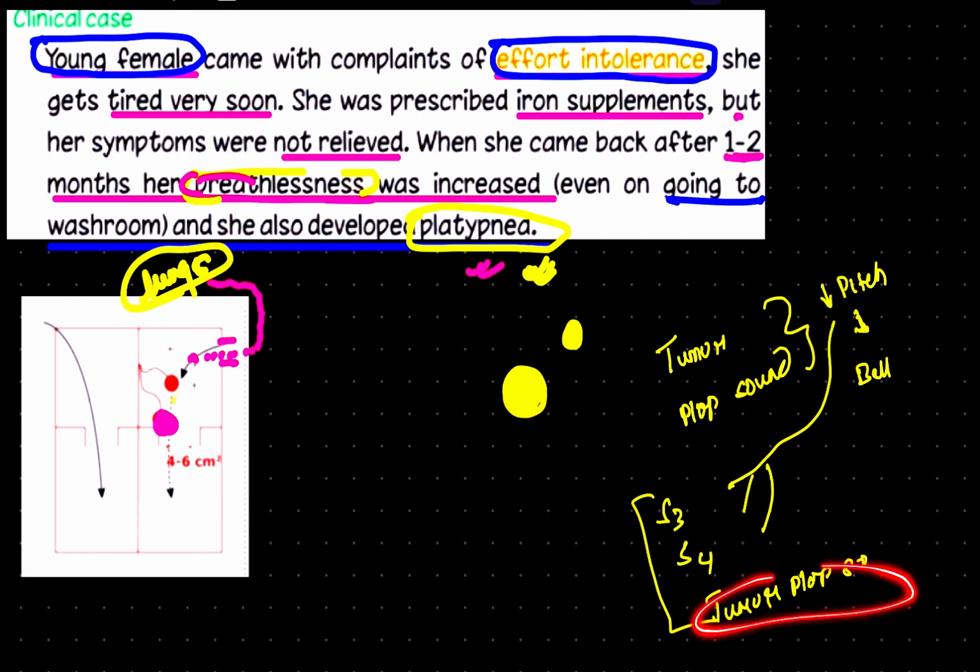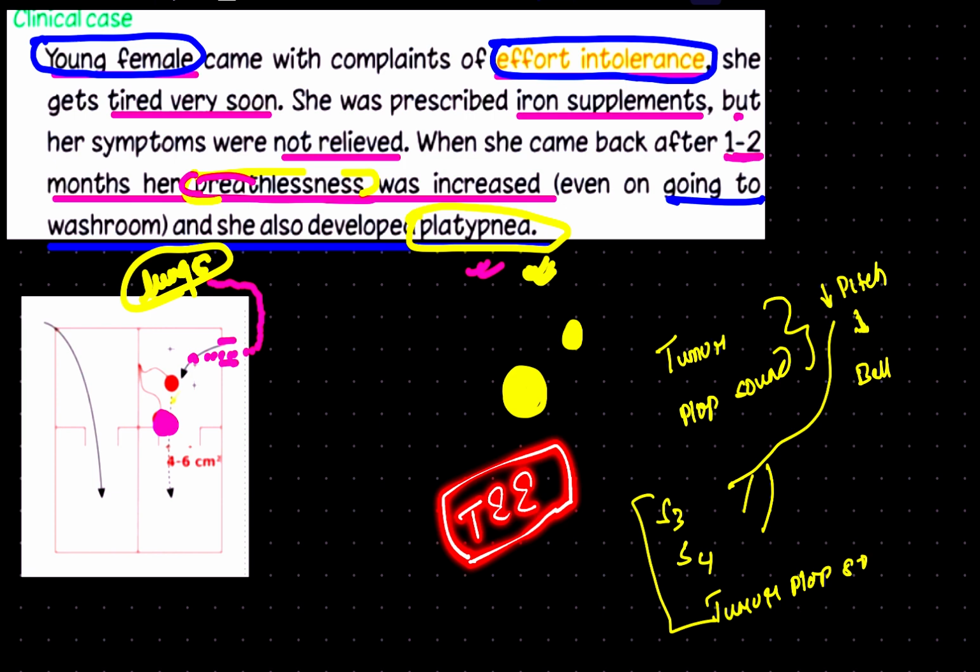Talking about other examination findings, there will be lung crepitations also. Crepitation means abnormal sound heard at the time of breathing, and there will be bilateral findings of lung crepitation. The investigation of choice is transesophageal echocardiography, right?